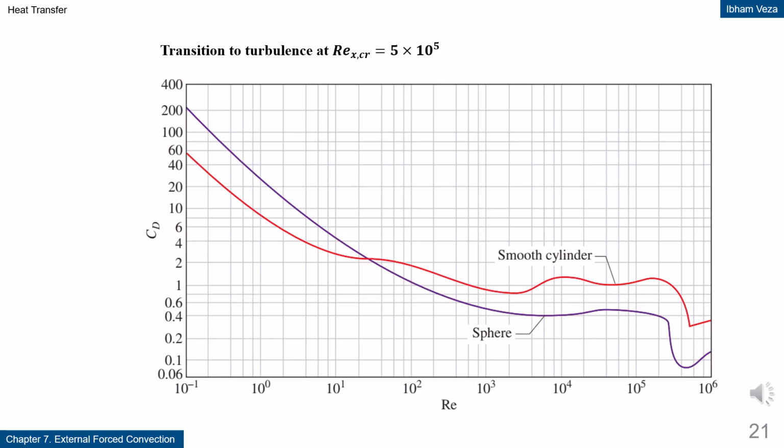Transition to turbulence at Rex equals 5 times 10 to the power of 5. This slide shows that the transition from laminar to turbulent flow over a flat plate usually occurs at a critical Reynolds number of about 5 times 10 to the power of 5. This value is not absolute and is strongly influenced by disturbances and surface roughness. After this point, the nature of the flow changes drastically and friction increases significantly. This change also has a major impact on the heat transfer rate. Therefore, determining the transition location is very important in engineering analysis.